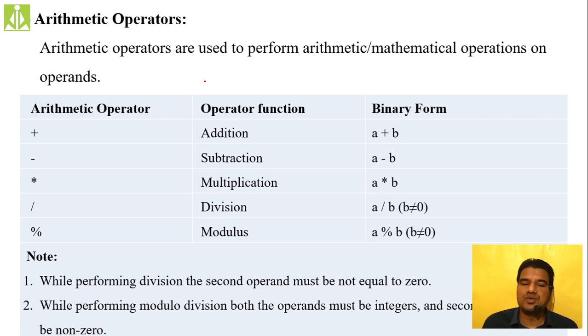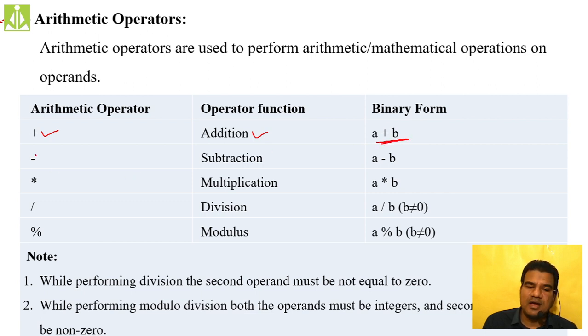Arithmetic operators are used to perform arithmetic or mathematical operations on operands. So all operators will do their job on operands itself. Remember this one. So arithmetic operators, what we have: the arithmetic addition. The sign is this plus sign, and the operator name is arithmetic addition. Because it is a binary operator, it will take two operands. So the binary form: suppose A and B are two operands, then how we do the addition? A plus B, like this.